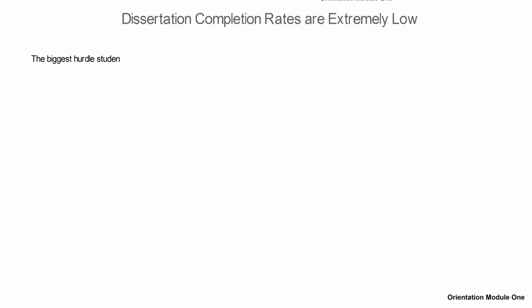Now, let's start with the fact that dissertation completion rates are extremely low. While most doctoral students do not finish their doctoral programs, it is disheartening to know that the completion rate is below 40% in some disciplines. The biggest hurdle they face is that of writing the dissertation. Many students simply drop out of the program instead of undertaking the task of writing that dissertation. Here are the facts on completion rates for the doctorate.